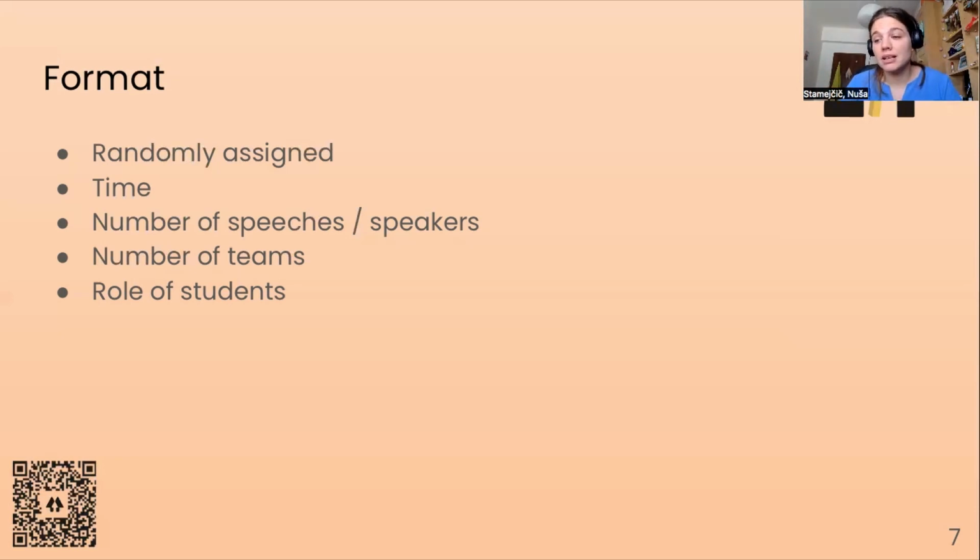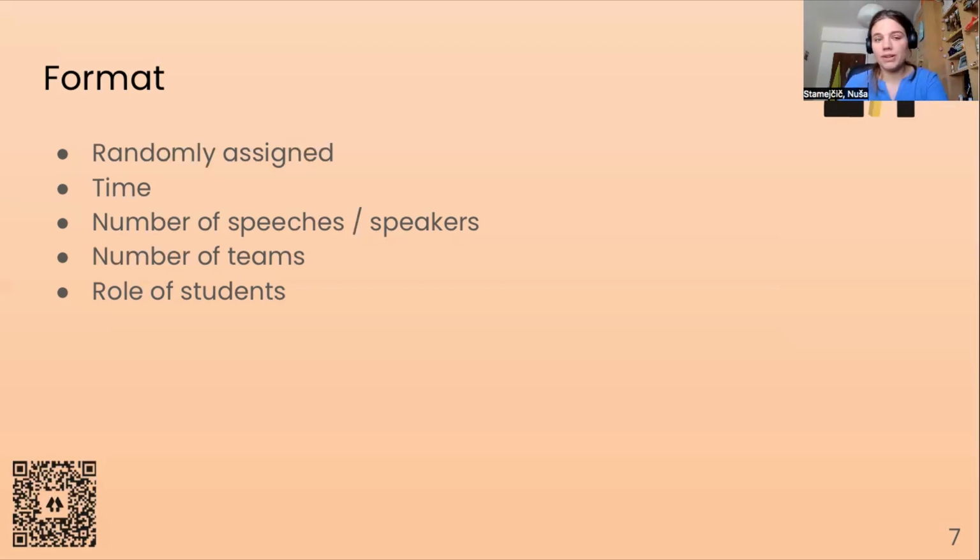Number of teams. Traditionally, classically, you would really have 2 teams, so 1 for and 1 against, but there are, of course, formats with 4 teams, right? So 2 for, 2 against. It depends entirely, again, on the depth of argument that you want to get out of your students and on the goals that you're trying to achieve.